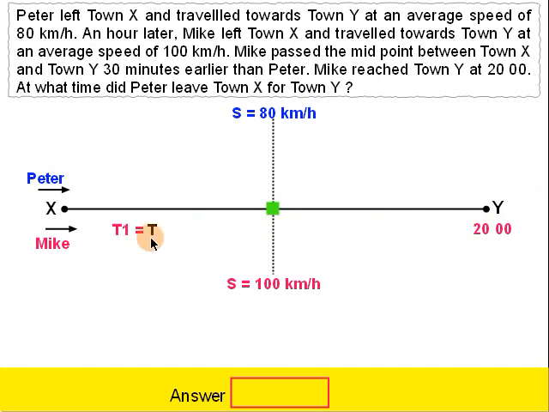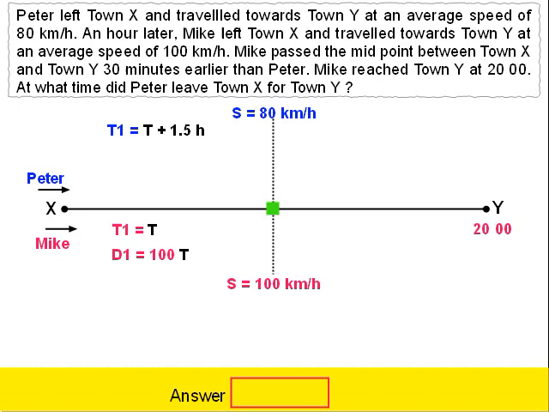Now we let the first half of Mike's journey be t, time taken t. Therefore, Peter will be t plus 1.5 hours. Why 1.5? Because the question says that Mike reached half an hour earlier, 30 minutes. That is 0.5. But Peter left X 1 hour earlier, so we have to add in another hour. So altogether 1.5 hours he took extra.